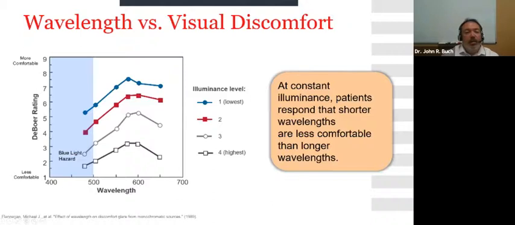I just highlighted this area here because it's going to show up in a couple of other slides. This is the blue light hazard range. This is the range defined by ISO to be approximately 400 to 500 nanometers. This is where some actinic activity, as well as some possibility of retinal damage, has been reported. So that's just in there for reference at this point.